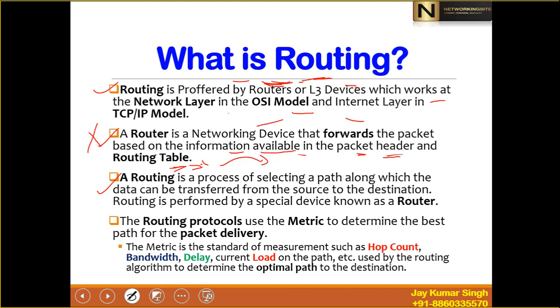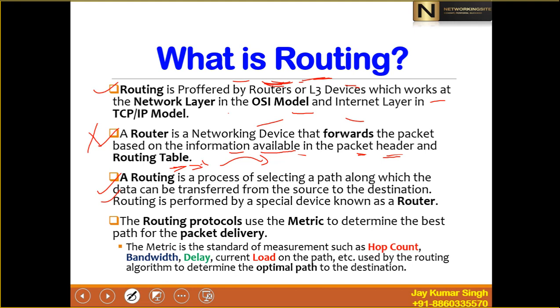Now, routing is a process of selecting a path along which the data can be transferred from the source to destination. Routing is a process of selecting the best path for transferring the data from source to destination. And I told you that routing is always performed by a preferred device which is known as a router. You can use routing with different devices also, but a router is especially made for routing.